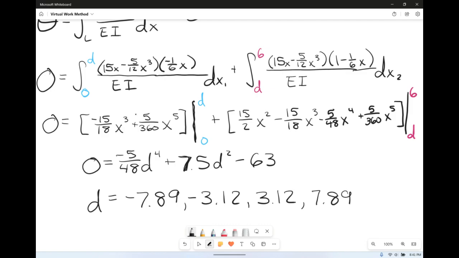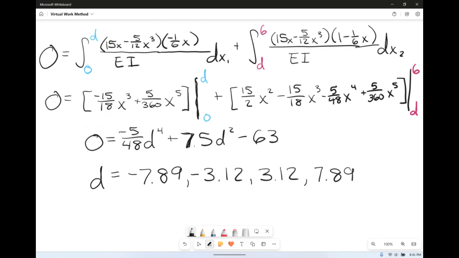Now the question is, which one of these roots is the correct one for D? Well, which ones make sense? Honestly, this doesn't make sense and this doesn't make sense. How can you have a negative value for the distance to your beam? If your beam only goes from 0 to 6, how can you have a negative 7.89? That's not even on the beam. How can you have 7.89? That's off your beam. If your beam only goes from 0 to 6, then the only one that makes sense is 3.12. So great, we found D.